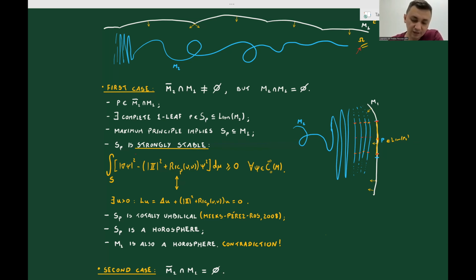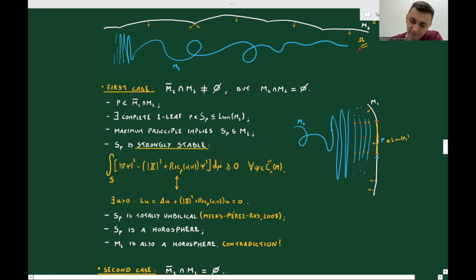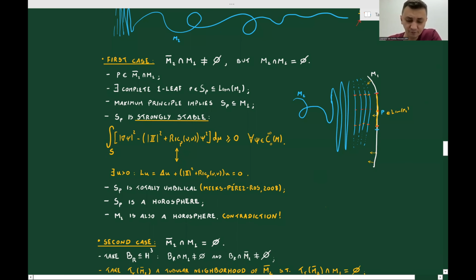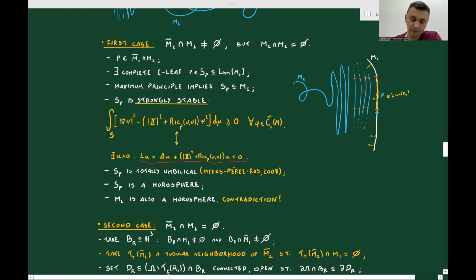And moreover, we can prove that the leaf S is strongly stable. So just to remember, a strongly stable surface is a surface which satisfies this integral inequality here, or we can just think about the existence of a positive non-constant solution for the Jacobi equation, which I described here. So, just saying strongly stable in this way.